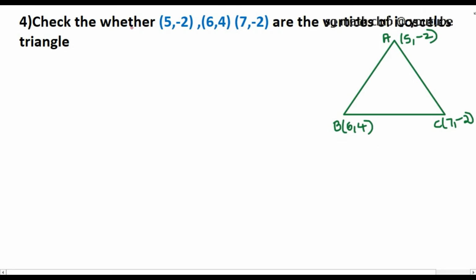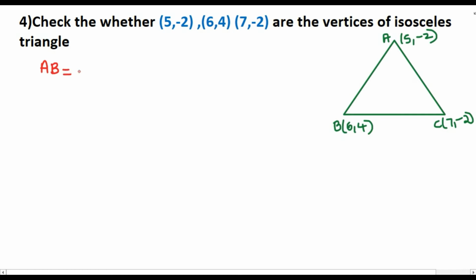Now next question, check whether these are vertices of an isosceles triangle: 5 minus 2, 6 4 and 7 minus 2. We know in an isosceles triangle two sides will be equal. So either if AB equal to BC, then we can say it is an isosceles triangle, or if AC equal to BC, or if AB equal to AC, we can say it is an isosceles triangle. So we will find the distance between these points.